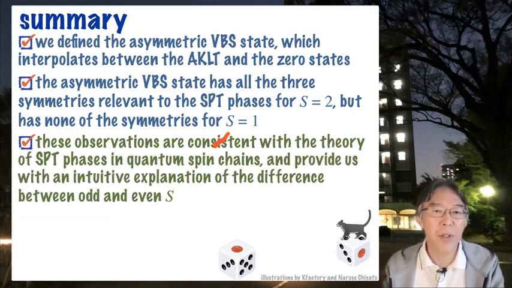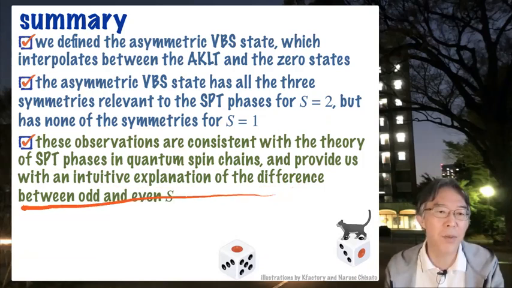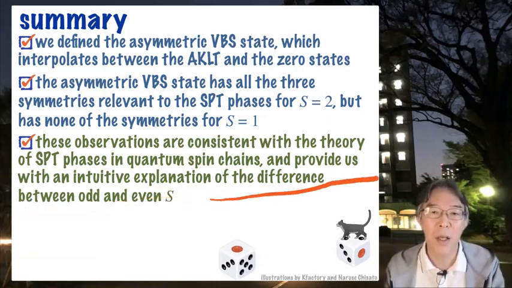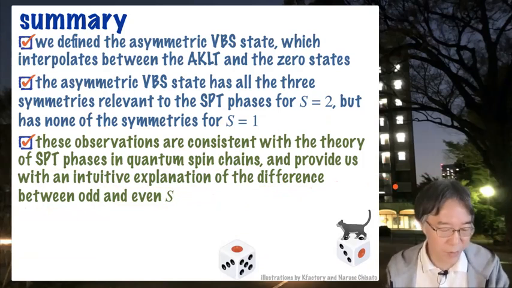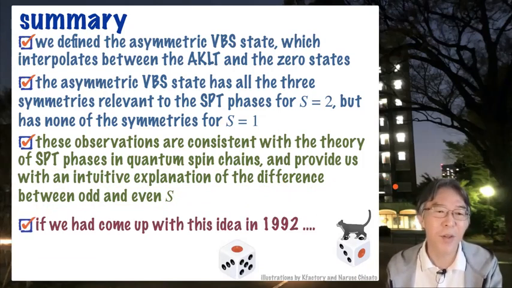And these observations are consistent with the theory of SPT phases in quantum spin chains. And of course, as I said, this theory is almost complete. So there's nothing really essential that we add here, but we provided a very intuitive, simple picture in terms of this asymmetric valence bond, and you can diagrammatically understand the difference between odd and even S. It's also kind of fun to imagine if we had come up with this idea back in 1992 when Masaki Maekawa discovered the difference between even and odd S.